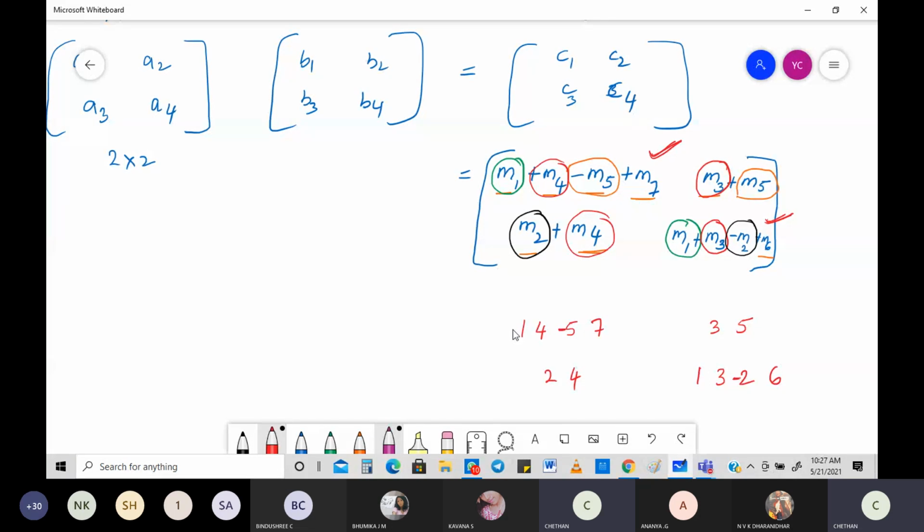I remember these numbers, and based on that only I wrote this: 1, 4, minus 5, 7, 3, 5, 2, 4, 1, 3, minus 2, 6. But what M1, M2 and all are, that we need to know, right? That is where I'm going to write this. M1 will be equal to what? Be careful here. You can know this right from here. A1 plus A4 into B1 plus B4. Then M2 will be equal to A3 plus A4 into B1.